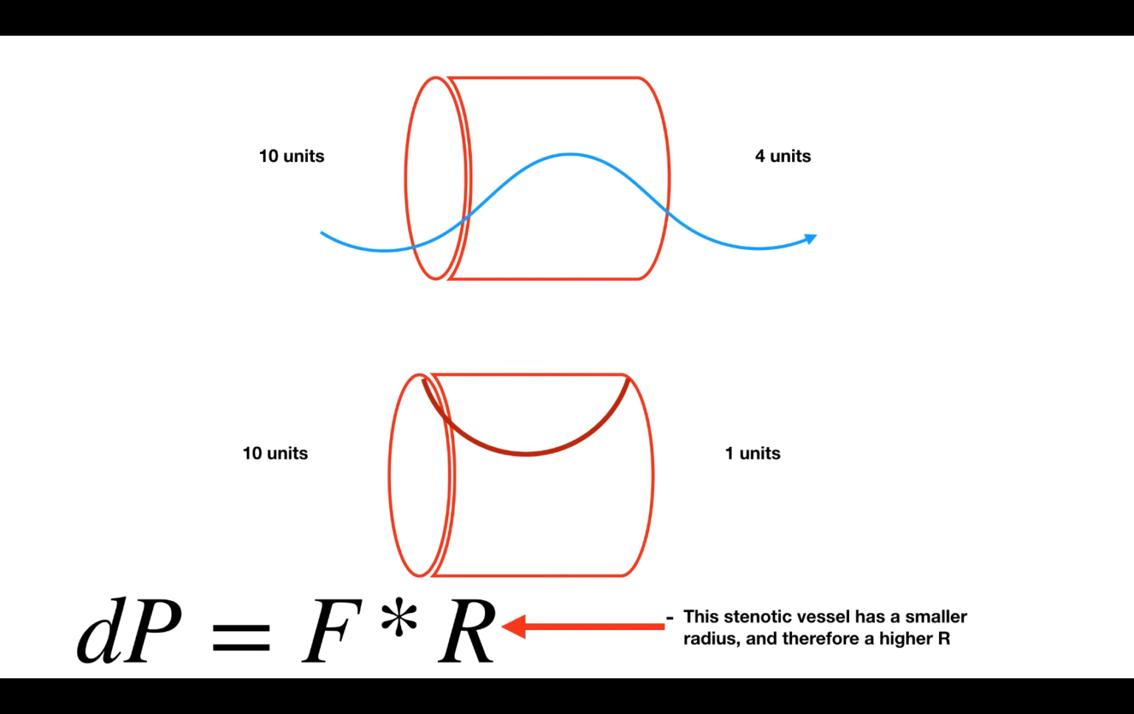Now, to further hone in this point of resistance increasing the difference of pressure, we can calculate the difference in pressure for each of these vessels. So the difference in pressure for the normal vessel is 6 units, and the difference in pressure for the stenotic vessel is 9 units. So the main thing that you have to take note of is that as we increase the resistance, we increase the difference in pressure between 2 points.